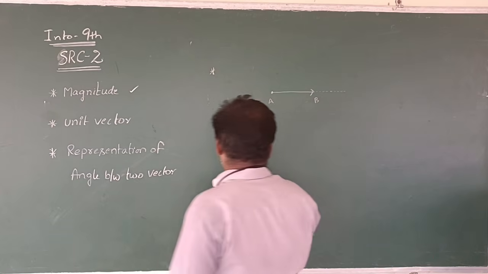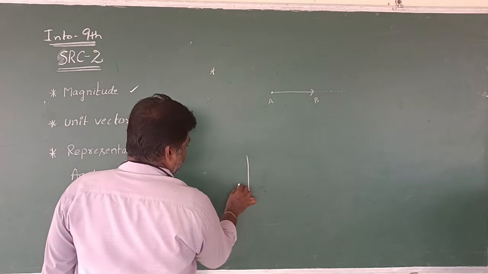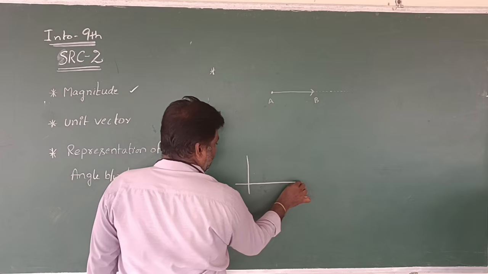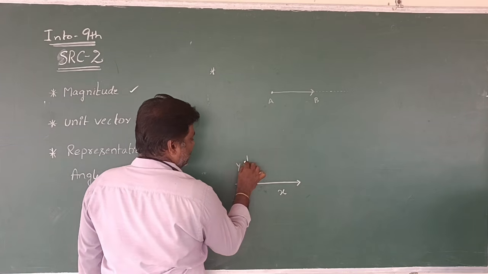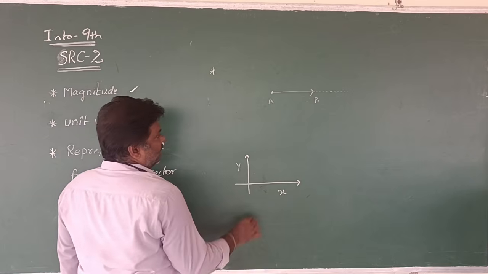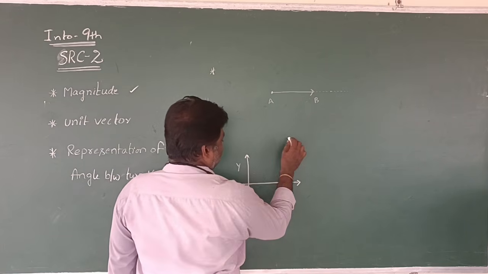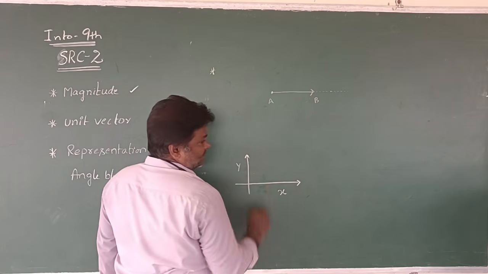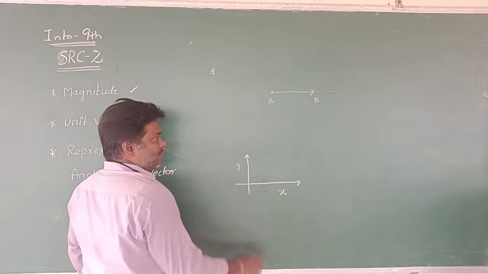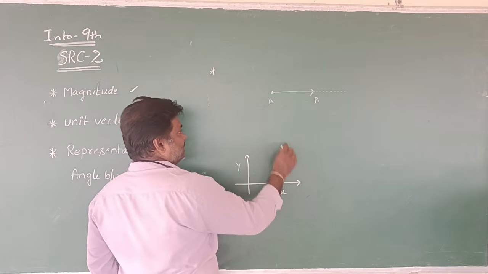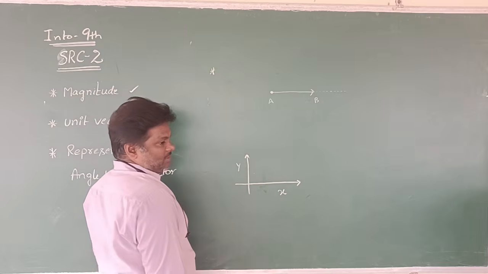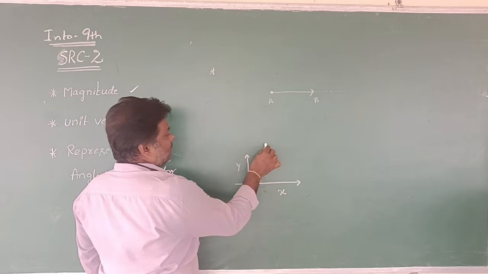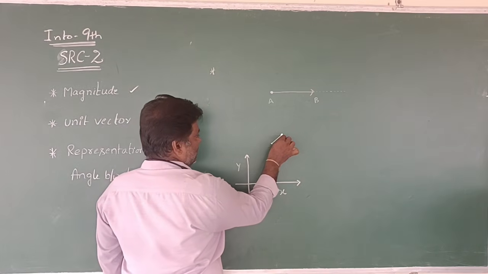First of all, you need to know the coordinate system, the XY representation. The horizontal axis is always the x-axis and the vertical axis is always the y-axis. This AB is a vector which is along the x-axis, which means it is acting along the x-axis. It originates at A. This is a vector. Now I am taking this one, AB is another vector.